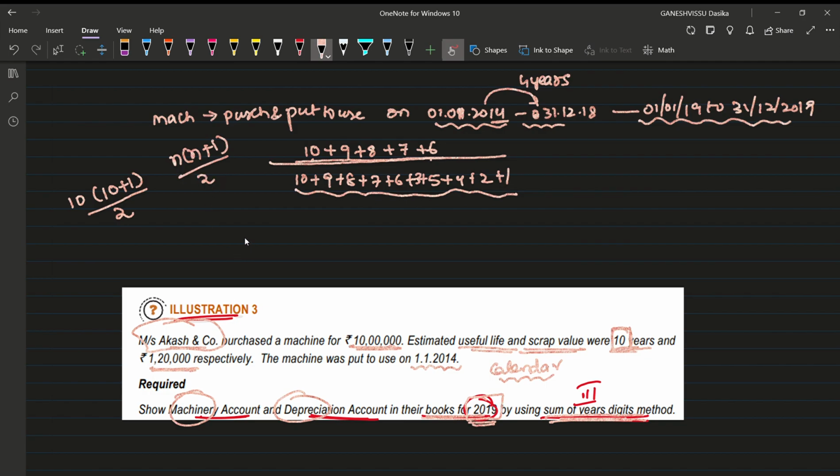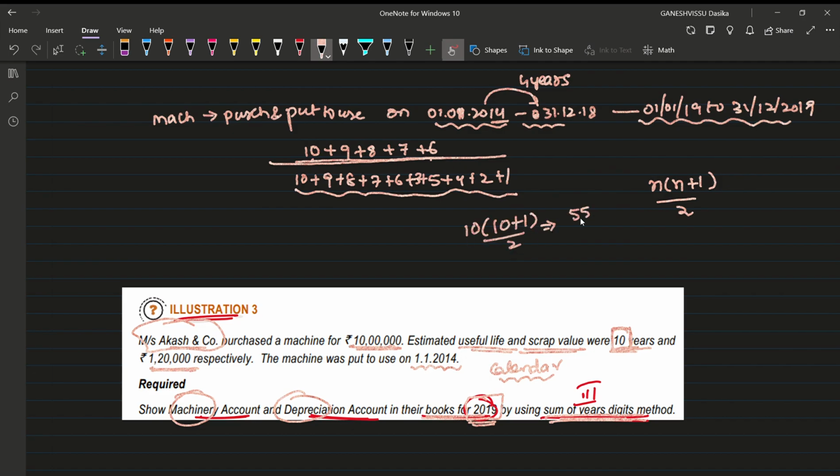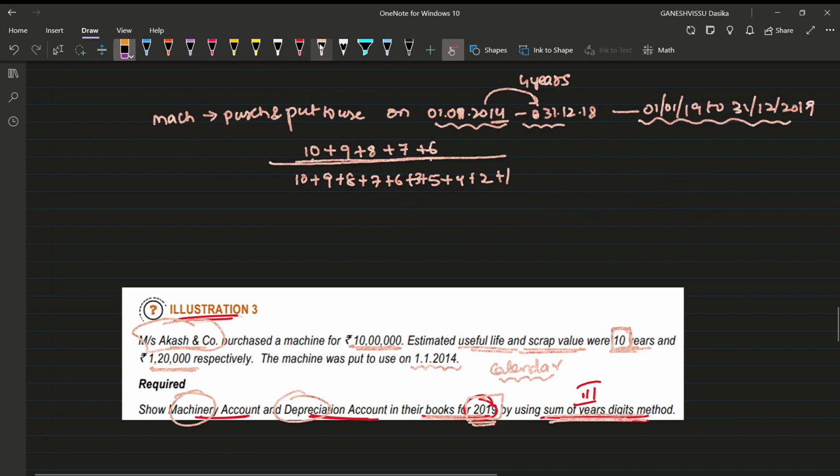For the first n consecutive numbers, in an arithmetic progression, you use the formula n into n plus 1 by 2. That means 10 into 10 plus 1 by 2, which is 55. So we need to divide by the total of the years of useful life of the asset, and then we need to multiply with what?